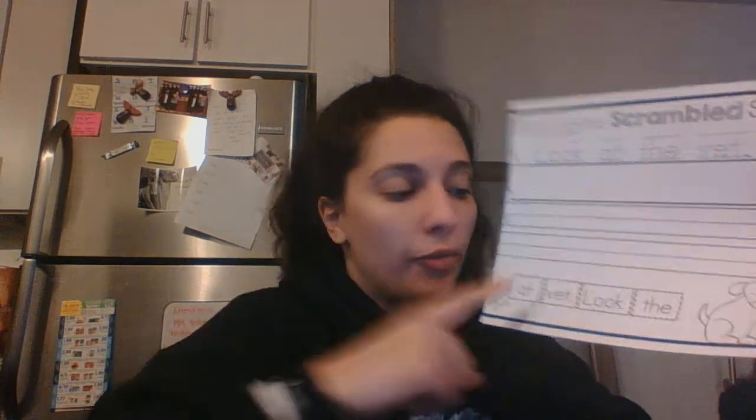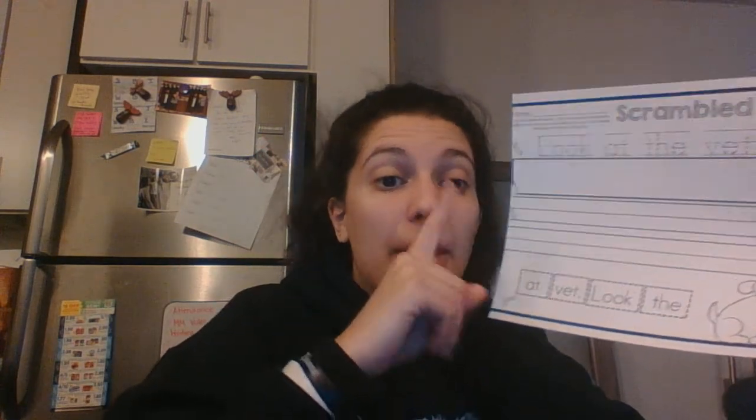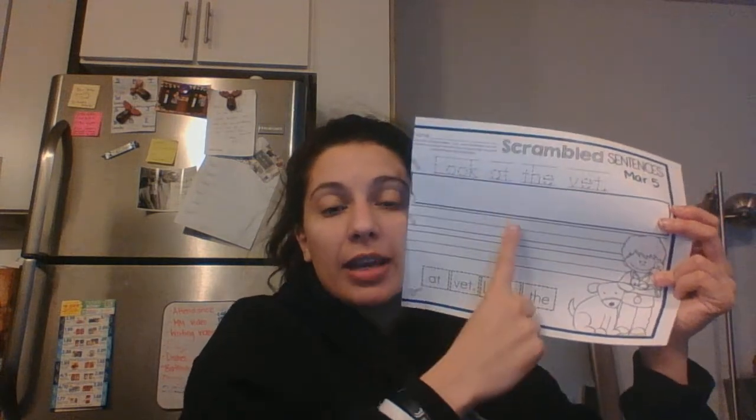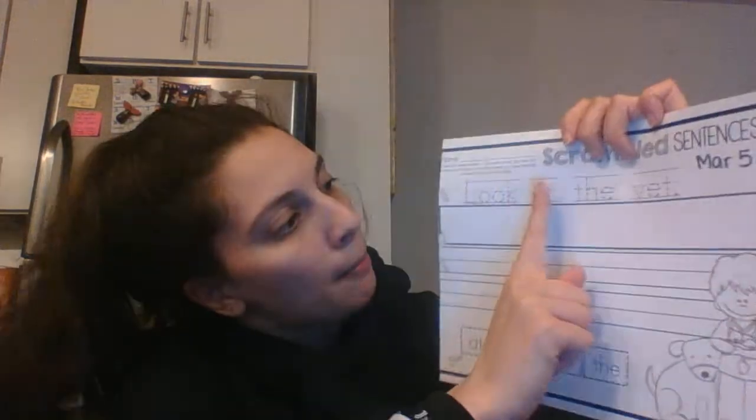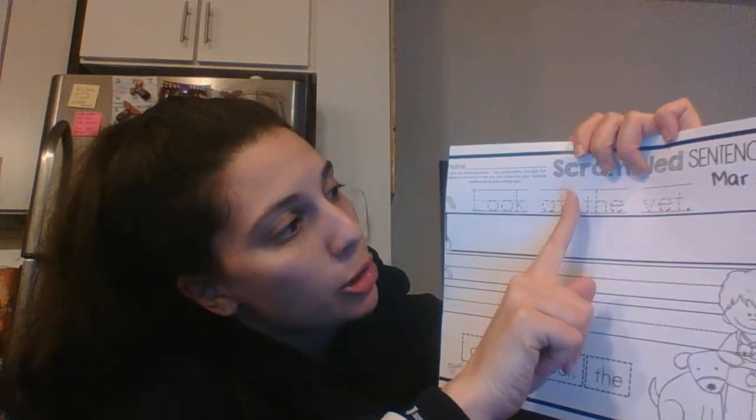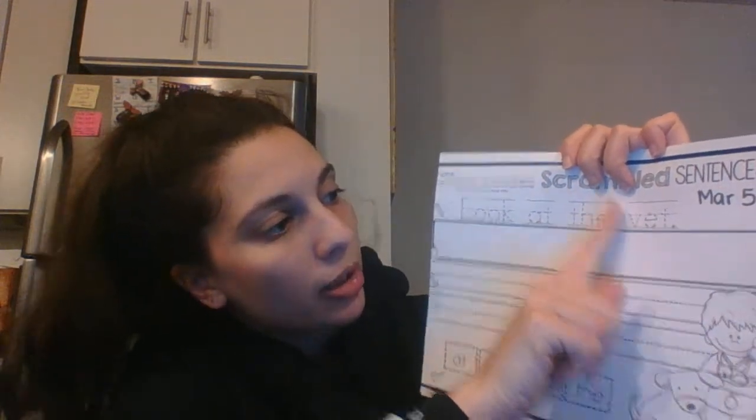And then I want you writing it. So exactly how you see it written here. Make sure you have your uppercase letter for the first letter of the sentence. Make sure you have your finger spaces. So that means your finger can fit in between all of the words. So if I'm looking up here, my finger fits between every single word. They are not squished together super close.